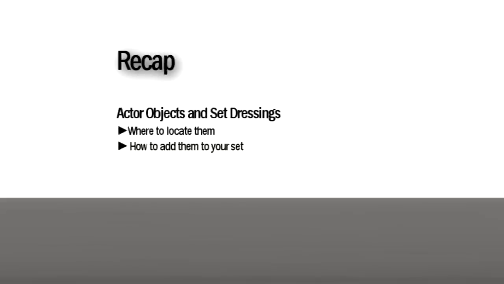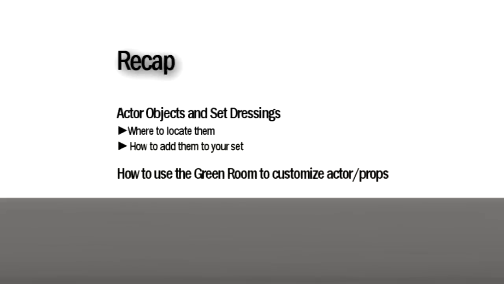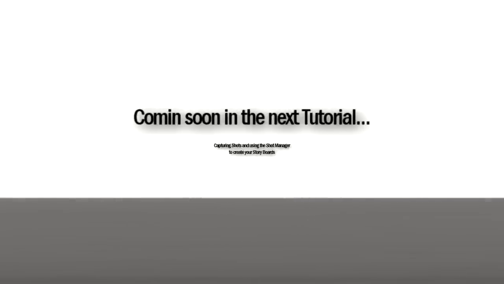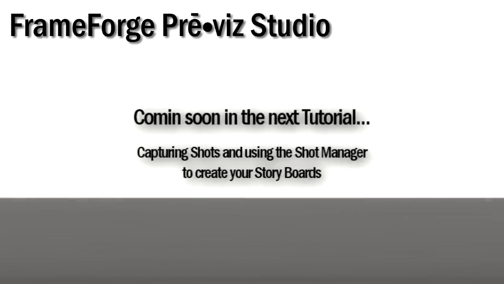All right, let's recap. We talked about how to locate actors and props and add them to your set, as well as how to use the green room to make them unique. We only had time to cover the basics, so please take a look at the manual. Here are some chapter pages that are relevant to the topic we discussed. In the next tutorial, we'll be talking about taking shots and using the shot manager. So until then, peace out!